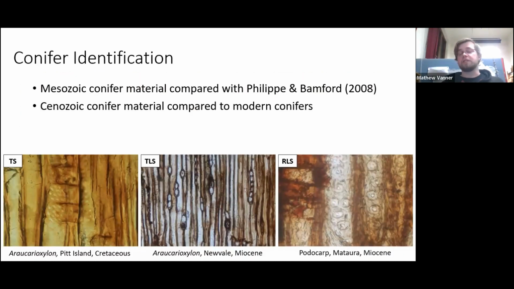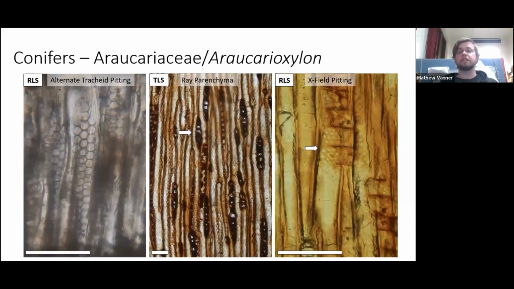So when I was identifying the conifer material, I always referred back to a paper by Philippe and Bamford in 2008, which essentially listed all of the Mesozoic conifer genera that have so far been identified. In contrast, when I was identifying the Cenozoic material, I would relate it back to mostly the modern conifers actually growing in New Zealand today. So, just a few examples of the various types that we can find.